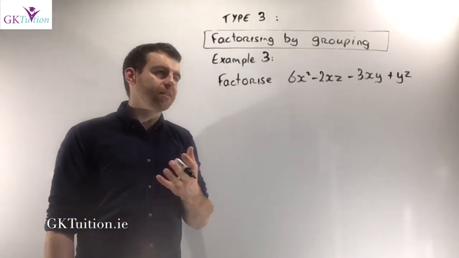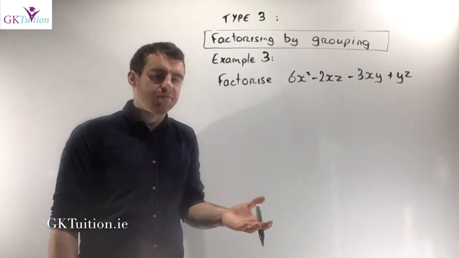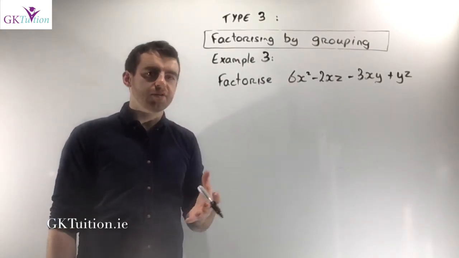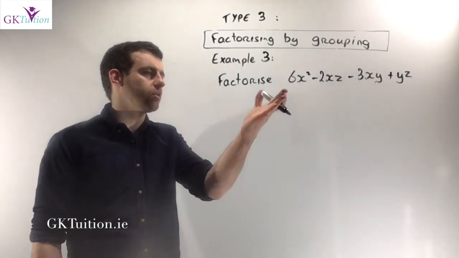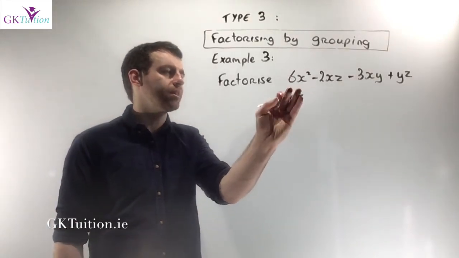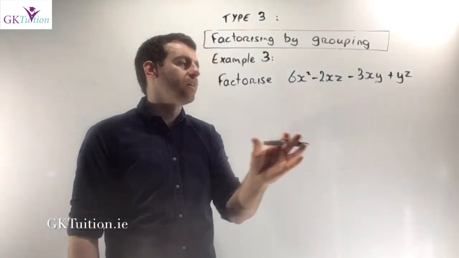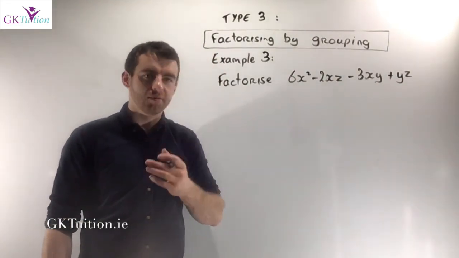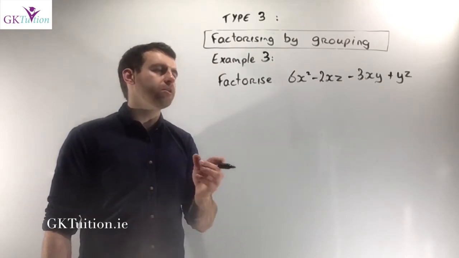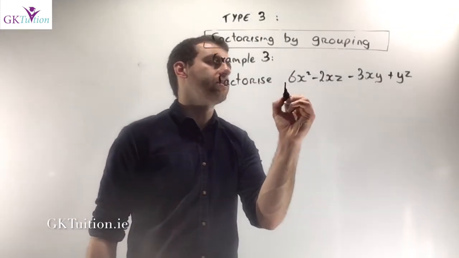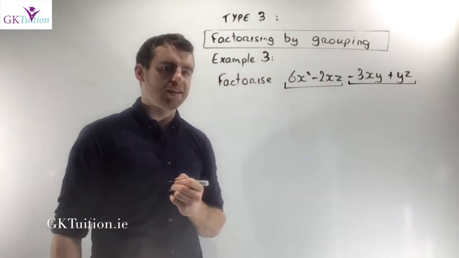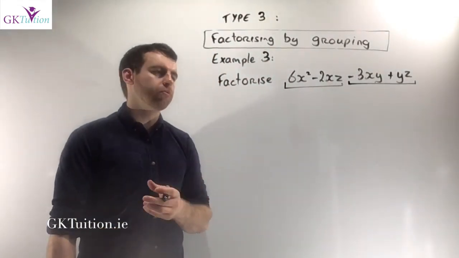Now in this case, it's clearly not type 1, it's clearly not the difference of two squares. I can only have two terms for that. It's clearly not just factorising out what's common because there are terms here that don't have things in common, like 6x squared and yz. It wouldn't make sense for me to factorise out of every single term there. However, what I want to do this time is factorise out what's common to the first two terms and factorise out what's common to the second two terms. So let's just work through that.